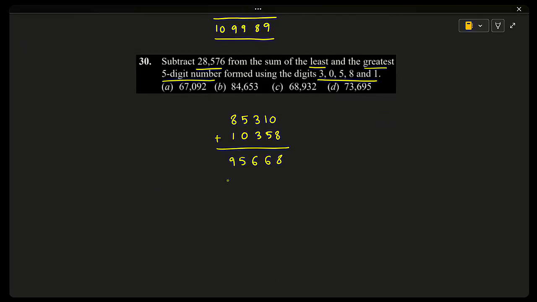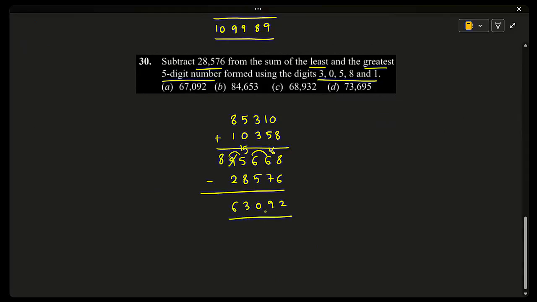They're asking to subtract 28,576 from the sum. So subtract this. 8 minus 6 is 2. 16 minus 7 is 9. 5 minus 5 is 0. So you can take borrow again. 15 minus 8 is 3. And 8 minus 2 is 6. 63,092. I'm sorry, here you'll be getting 7. 15 minus 8 is 7. So 67,092. That is option A.